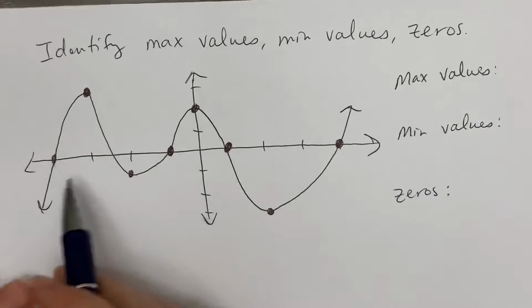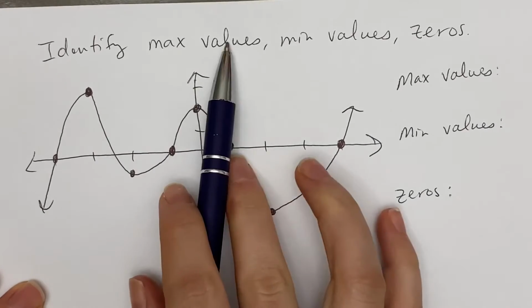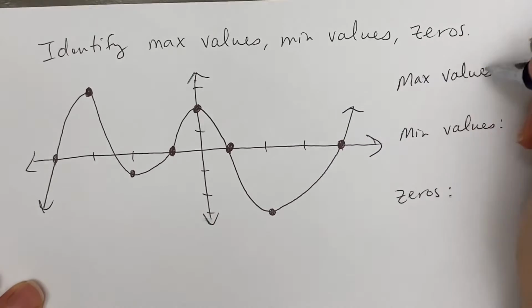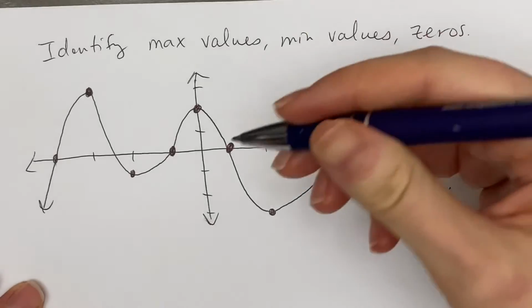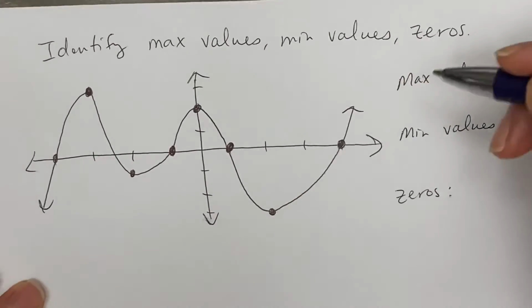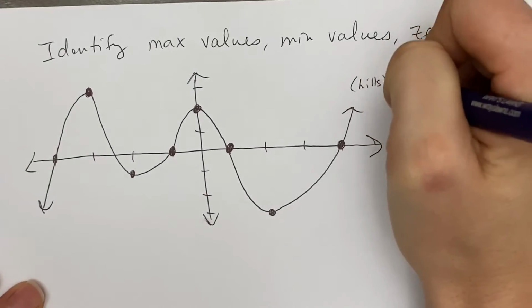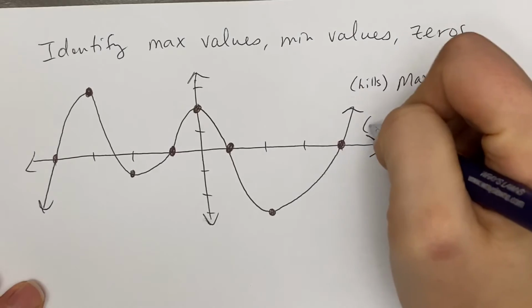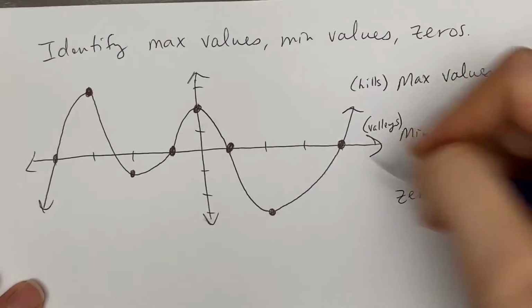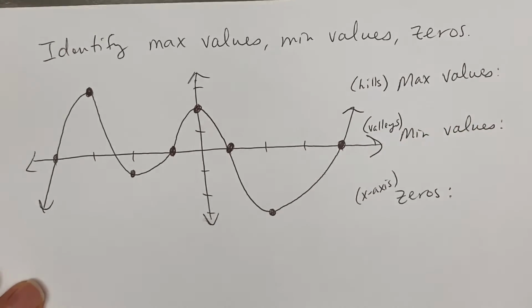So in this example, go ahead and draw the coordinate plane with the graph. We're identifying maximum values, minimum values, and zeros. So if you're ever talking about maximum values, those are like the hills or the mountain peaks on the graph. So max values, those are our hills. Minimum values, those are our valleys. And zeros, it's where it hits the x-axis.